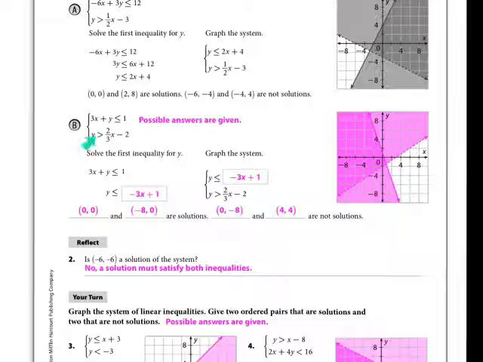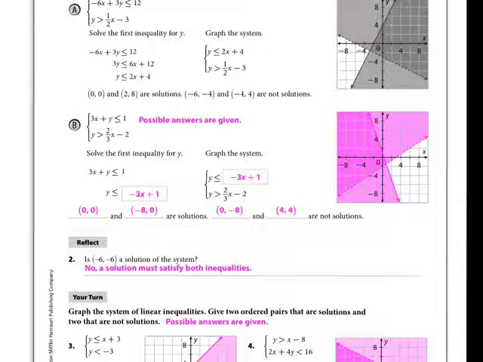Now the second inequality already has y alone. If I would have had a negative here, though, the inequality would have switched directions. So we now have a system. So our first part of our system is y is less than or equal to negative 3x plus 1. The second inequality is y is greater than 2/3 x minus 2.